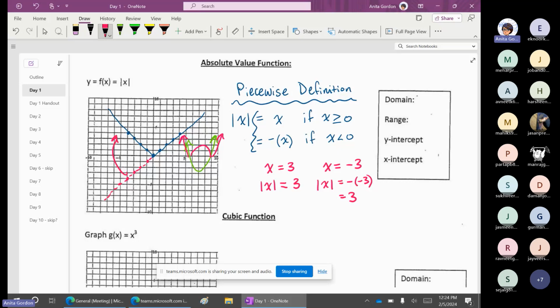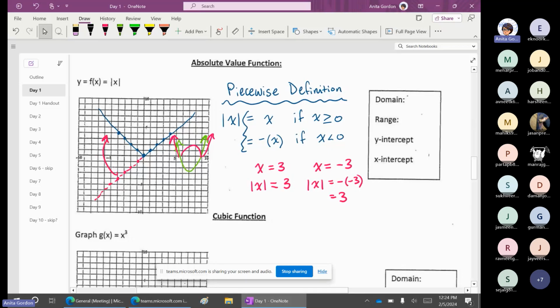So looking at the blue function that we just graphed, what is the domain? Is x positive, negative, 0, fraction? Are any of those allowed or not allowed? Yes or no? They're all reals. We can put whatever we want into this function.